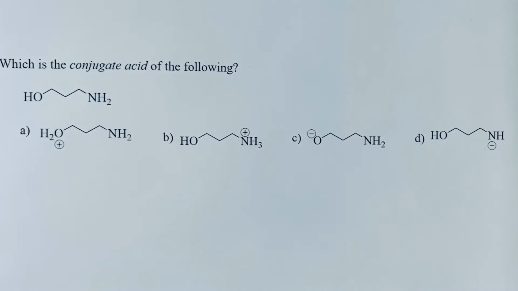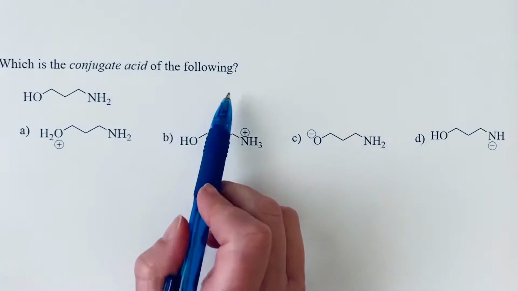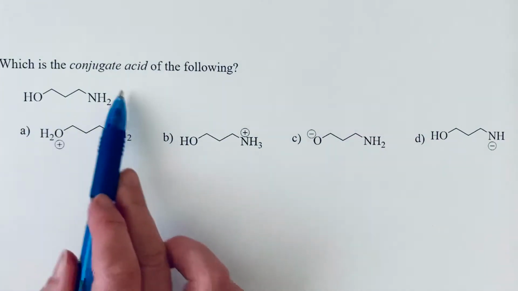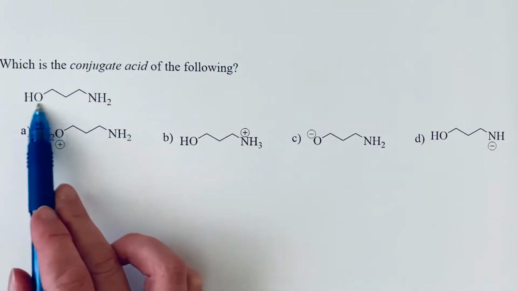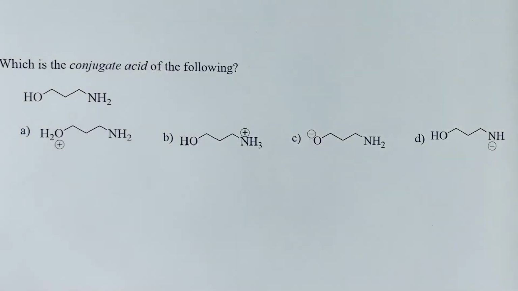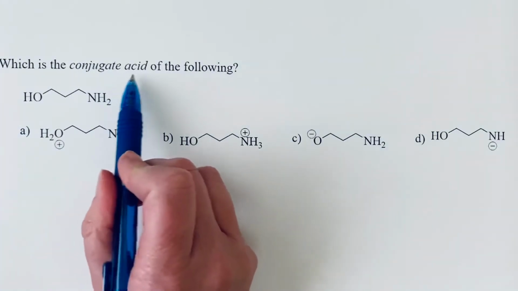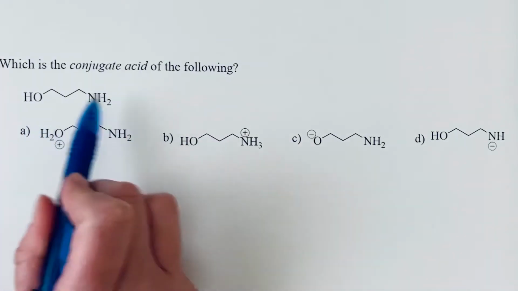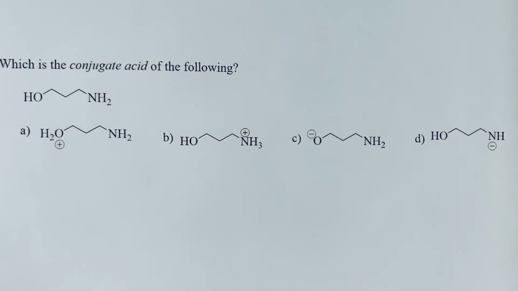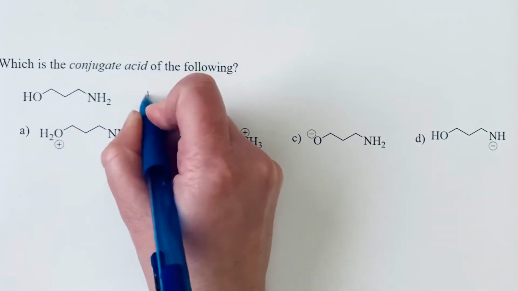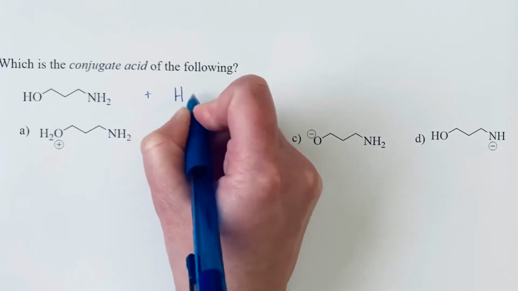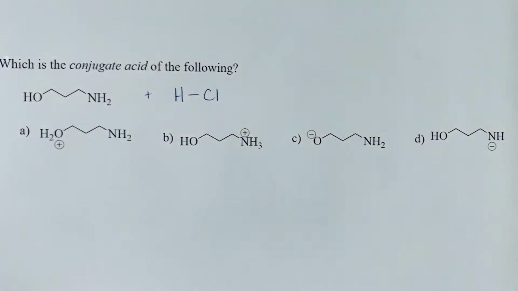Which is the conjugate acid of the following? And so what we have here is a structure that has an alcohol and an amine. If we're looking for a conjugate acid, that means we want this molecule to act as a base, and we're going to react it with some sort of acid. I am just going to use hydrochloric acid as a stand-in for generic acid.